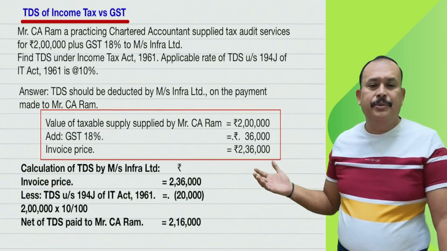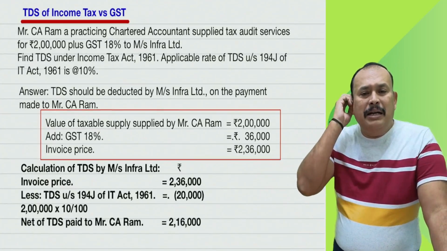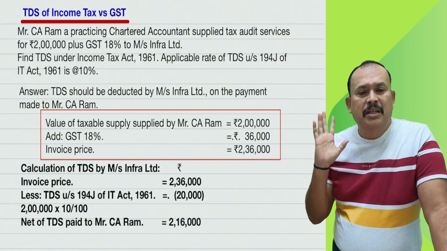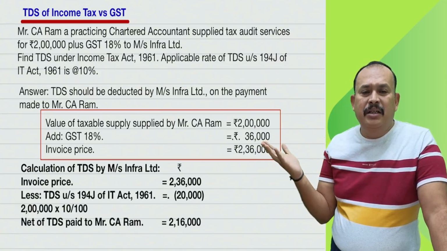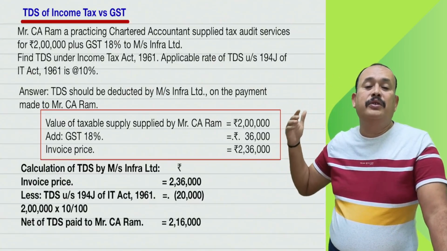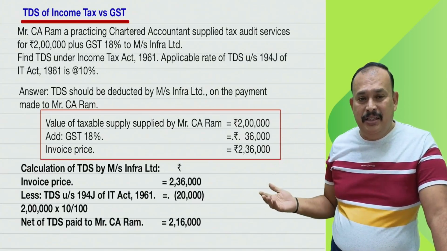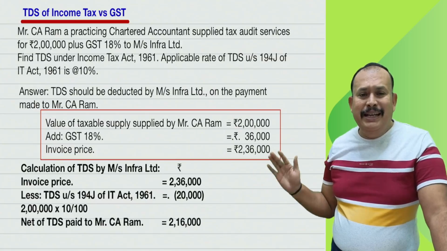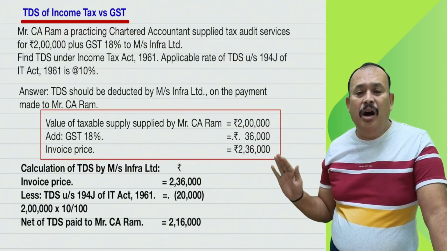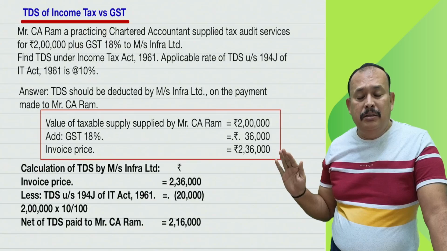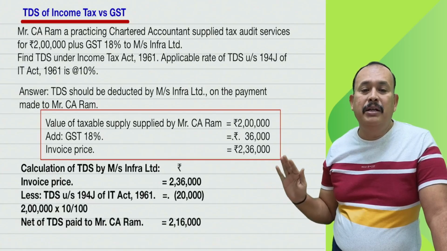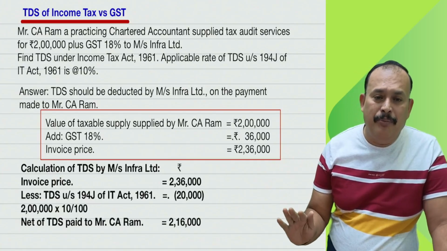The example is as follows. CA Ram, a practicing chartered accountant, supplies tax audit services for rupees 2 lakhs plus GST 18% to Infra Limited. Find the TDS under the Income Tax Act. The applicable rate of TDS under section 194J of the Income Tax Act is 10%. Answer as follows. TDS should be deducted by Infra Limited on the payment made to Mr. Ram.